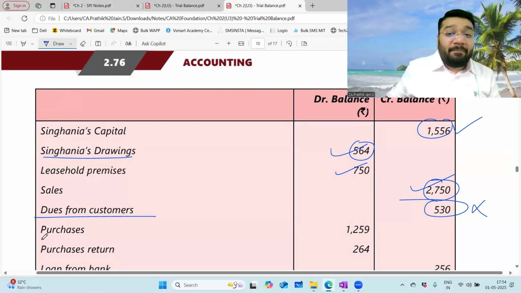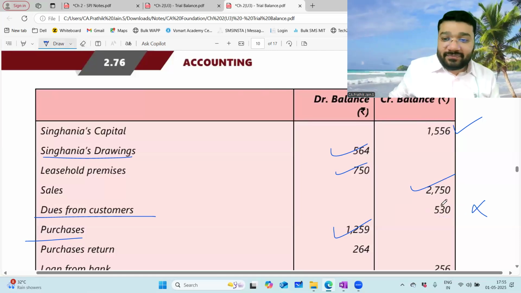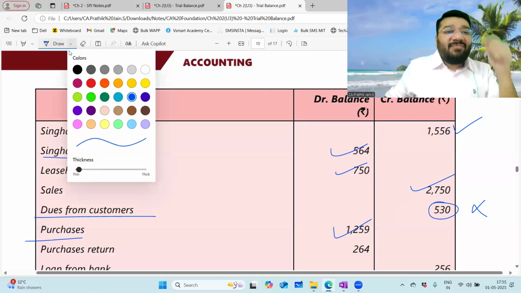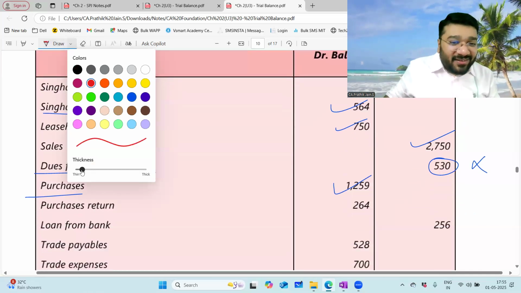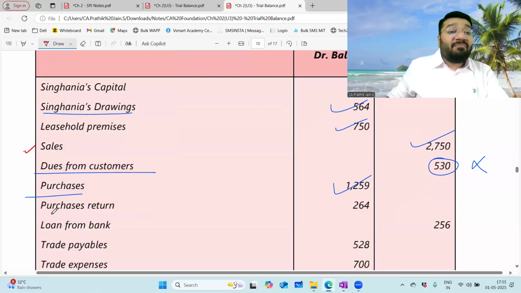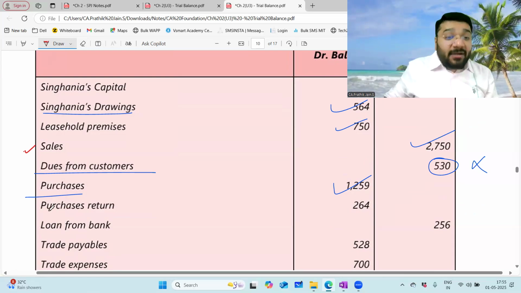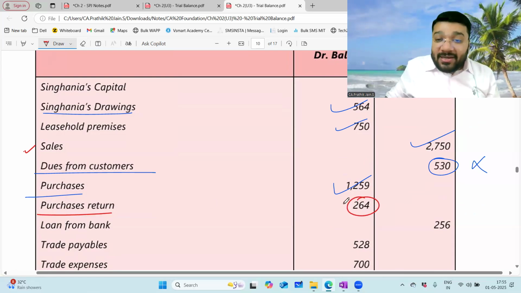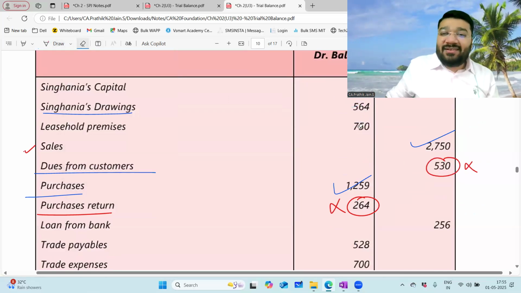Wrong. Purchases, expenses, debit balance, right. We should tick in red. Suddenly the kick comes. Purchase return. Purchase is debit, so return is always the opposite. So in which column should it be? Credit column. Where has he recorded it? Debit column. Wrong. See what a feeling this gives. Blue doesn't give that kick.